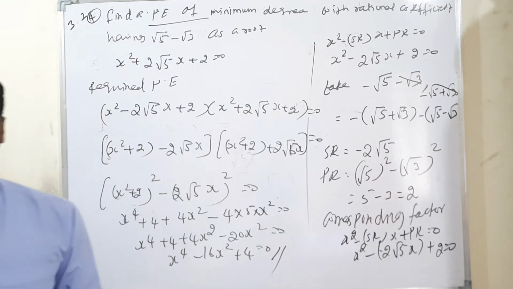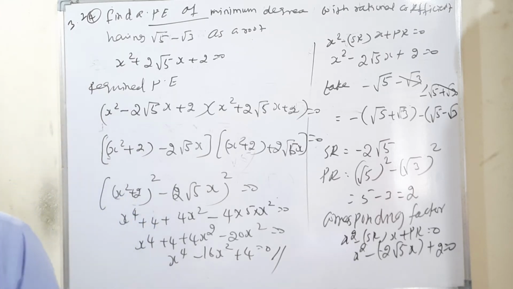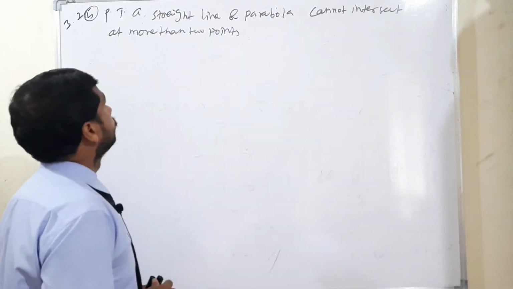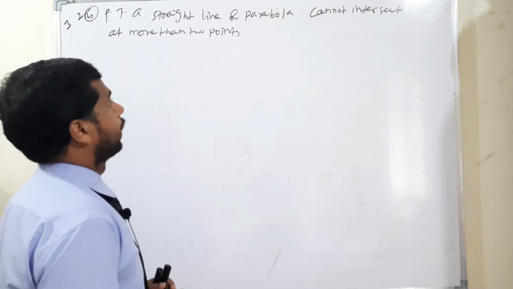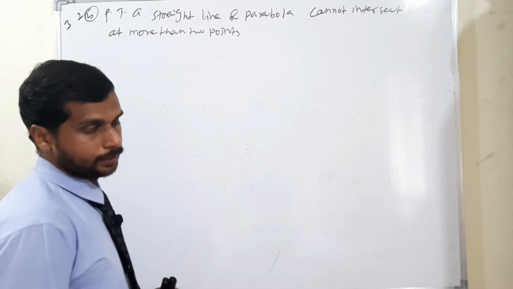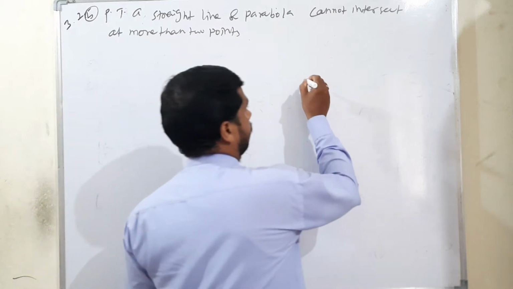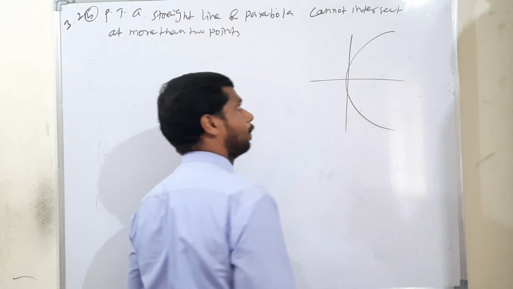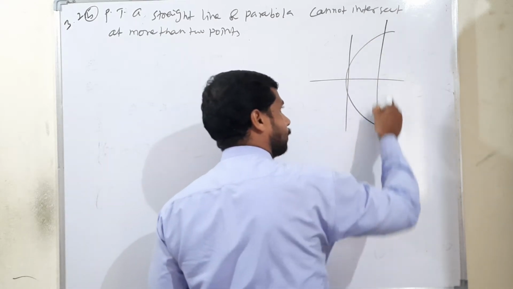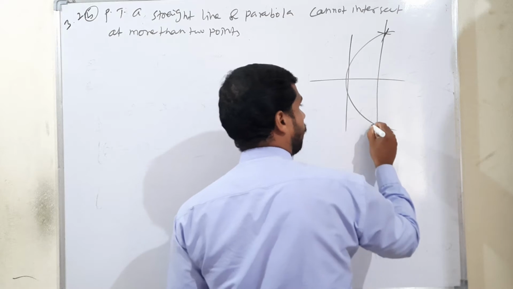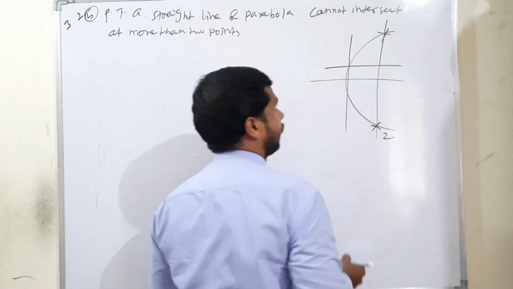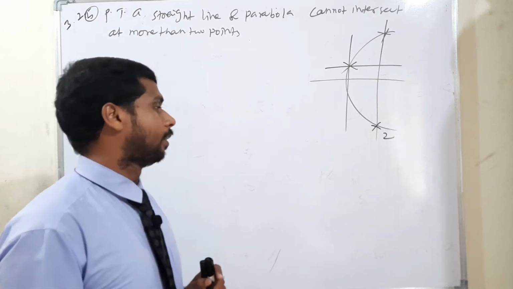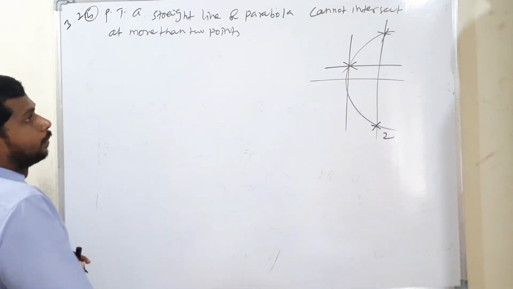Okay, I will continue with the last question from exercise 3.2. I'm moving to the question: prove that a straight line and a parabola cannot intersect at more than 2 points. We will do one straight line with a parabola. I will consider a right side open parabola. If you draw the right side open parabola, the intersection points will definitely be a maximum of 2 points, and at minimum, if you draw a vertical line, we will get only 1 point. So the maximum we have is 2 solutions.